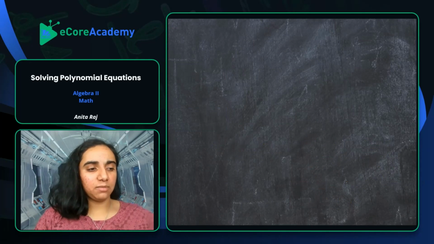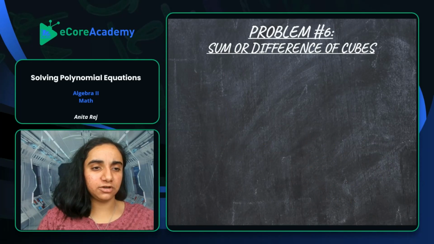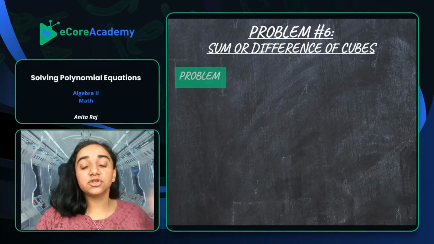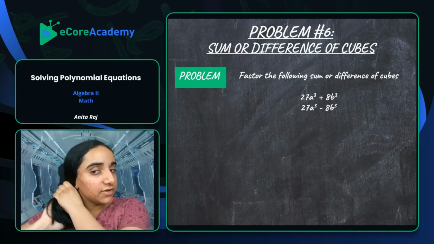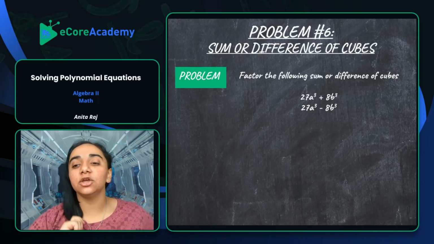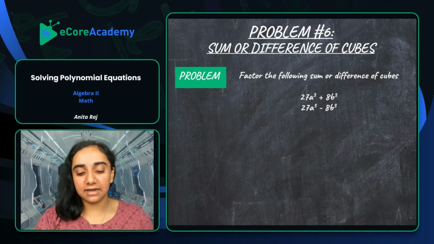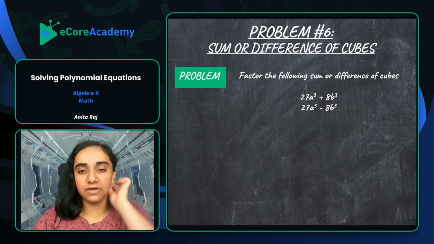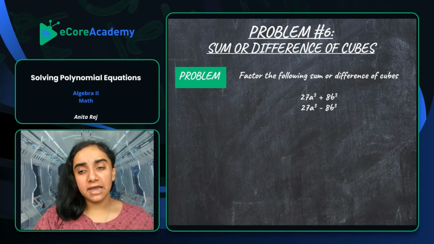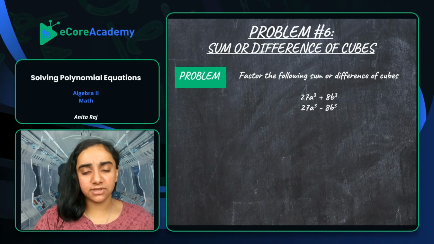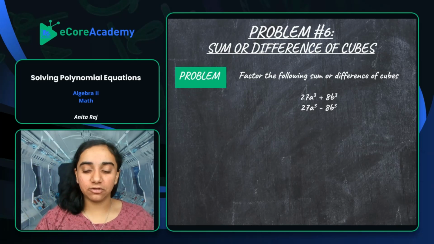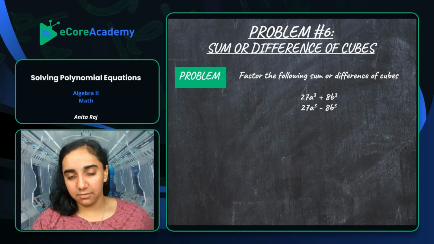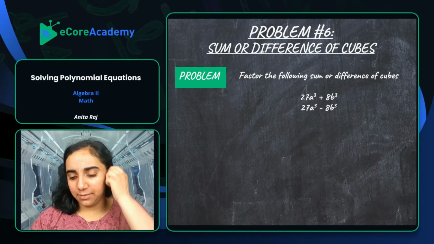Okay, last problem, I believe, and this is just going to be sum or difference of cubes. So the problem is factor the following sum or difference of cubes. We have 27a cubed plus 8b cubed. We also have literally the exact same polynomial, except we have a minus sign between the terms, and I just did this on purpose so I could show you how we're going to end up getting 2 different factorizations. We're going to have pretty much the same a and b terms.